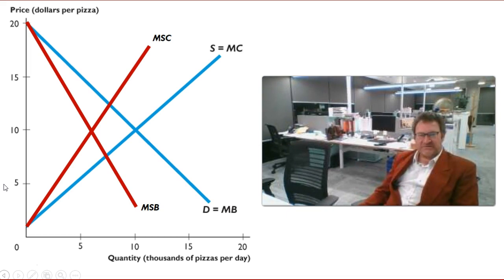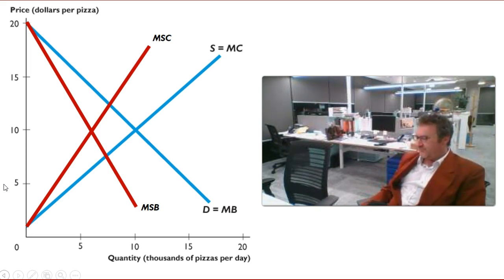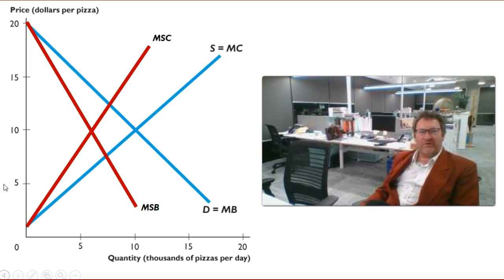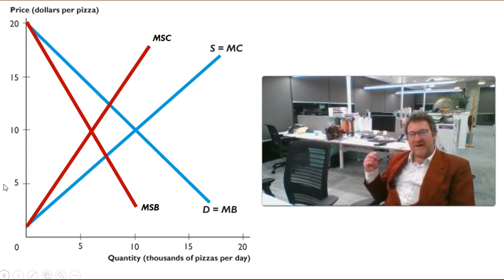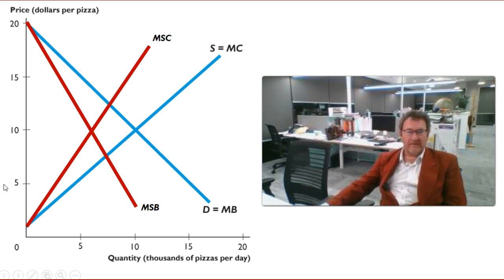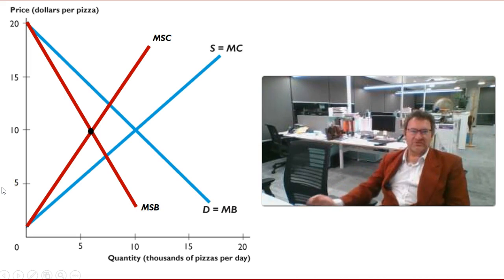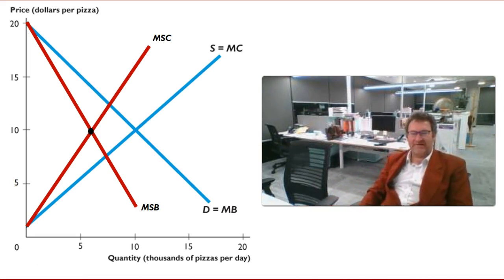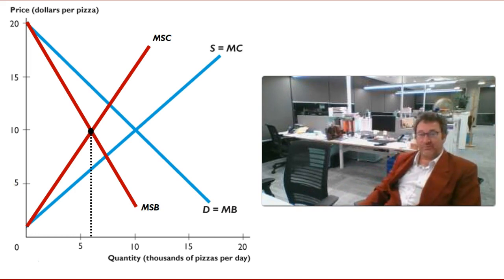The first thing we need to do is to identify what would be the socially optimal output. That's going to be the output at which the marginal benefit to the society as a whole just equals the marginal cost to the society as a whole. And that is the intersection of the two red lines. That will give us our socially optimal output.